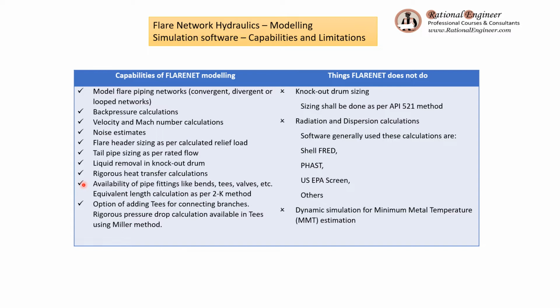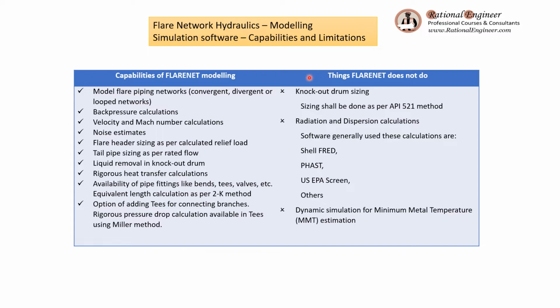You can add various pipe fittings, so it can perform the equivalent length calculations using the 2K method. You also have option to add T's to connect different branches, where it can perform rigorous pressure drop calculations using Miller method. These are the common capabilities of Flarenet software.